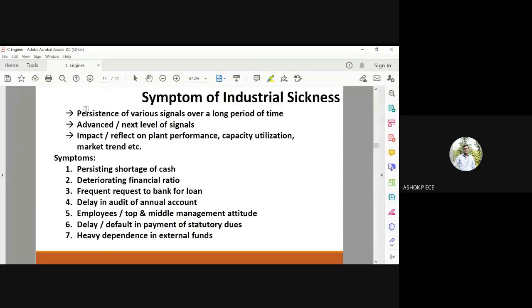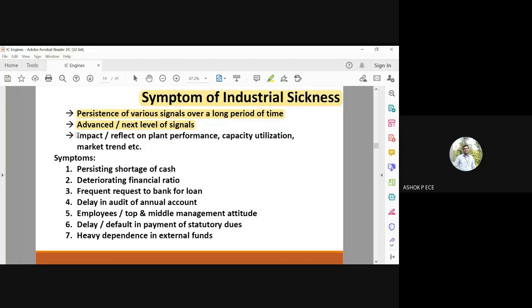Symptoms of industrial sickness. So the first one is persistence of various signals over a long period of time. In the last slide we have seen the various signals, right? Those signals have been observed over a long period of time. Because of the impact of the previous signals, the next level of signals will be seen.